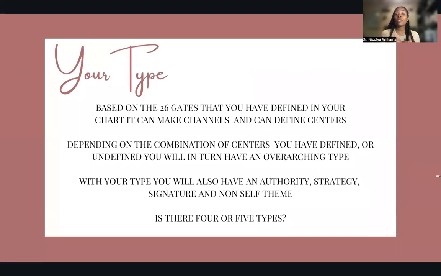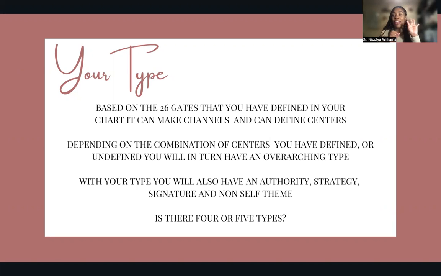So your type is based on the gates that you have defined in your chart. They can make up channels and can define different centers. Remember, I talked about how you could activate that emotional solar plexus, but it's not activated right now in your chart. And depending on the combination of centers you have defined or undefined, you will have an overarching type, which is generator, manifester, projector, or reflector, one of the 5 types, okay?